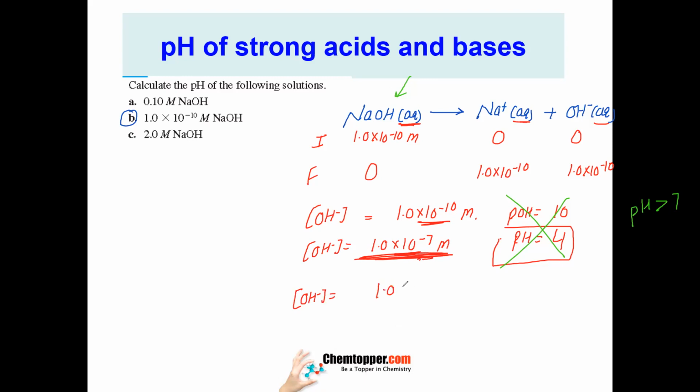So what's the total concentration of OH minus now? It is 1.0 times 10 raised to the power minus 7 plus 1.0 times 10 raised to the power minus 10. If you work this out in your calculator, it will be 1.001 times 10 raised to the power minus 7. Can you work out the pOH now? pOH will be slightly less than 7.